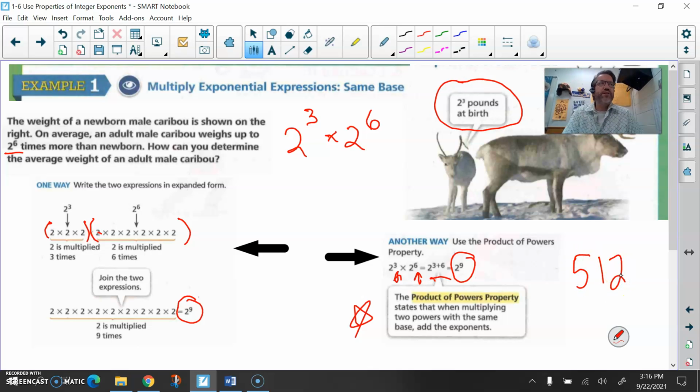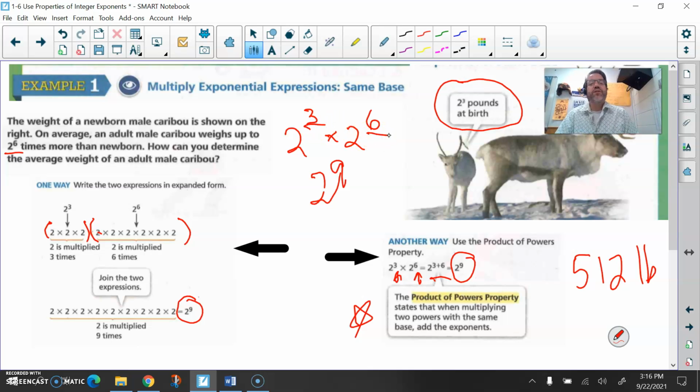Is that right? 2, 4, 8, 16, 32, 64, 96. Well, I just screwed up. 128, 256, 512. Yeah, 512 pounds for an adult male caribou. But we can just express it as 2 to the 9th. That's the point of this lesson here, is seeing we can just add these exponents together.